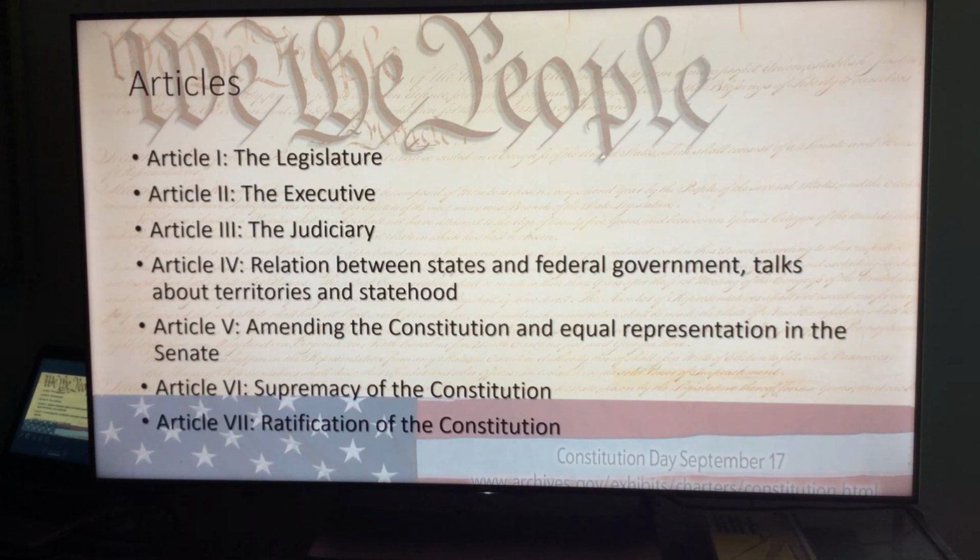So when you think of Article 6, think of Nacho Supreme at Taco Bell. No nachos can be higher than Nacho Supreme at Taco Bell. So no law can be higher than the Constitution of the United States. So Article 6 is important.